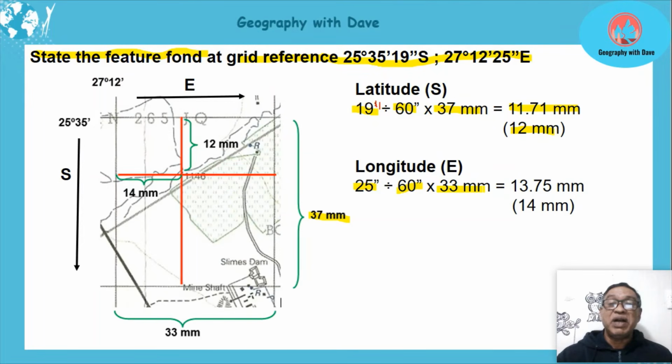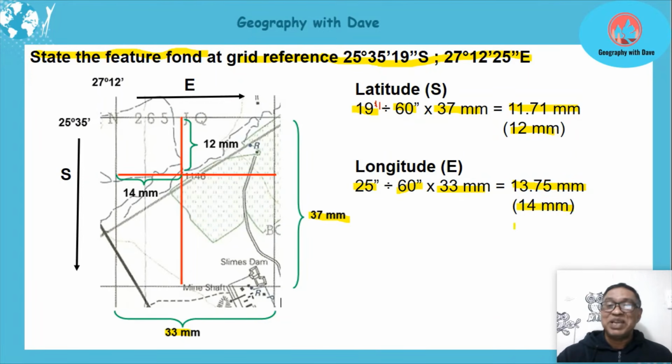And now we multiply it by 33 millimeters. Can you see 33 millimeters? That's the distance between the lines of longitude, and that 33 millimeters represents 1 minute. Of course, the seconds signs will cancel off. 25 divided by 60 times 33 gives me an answer of 13.75 millimeters. Obviously, it's not a full 14 because we left out that 0.45 seconds. But if you convert this to just whole numbers, it becomes 14.